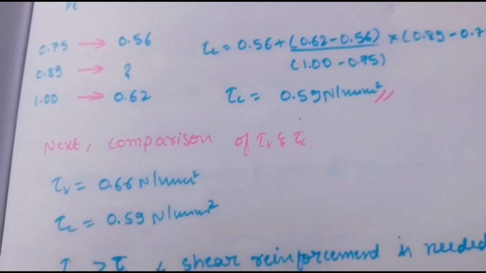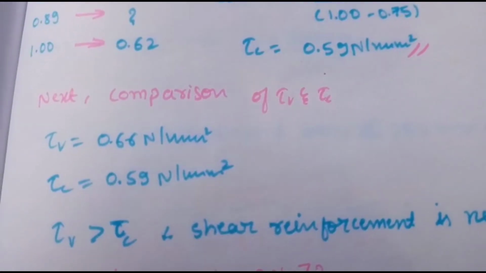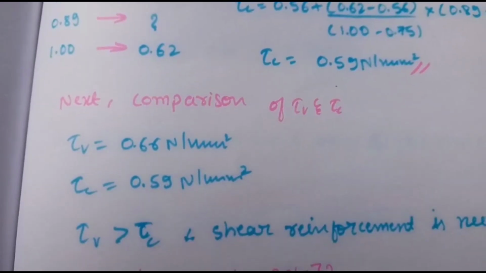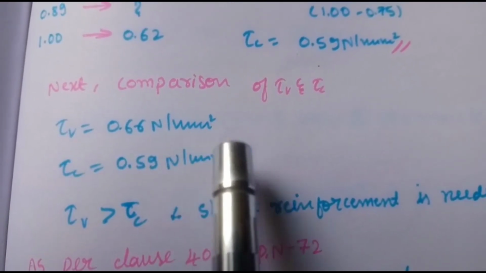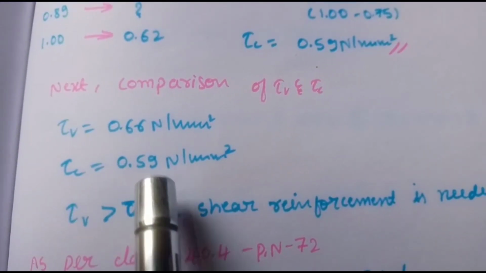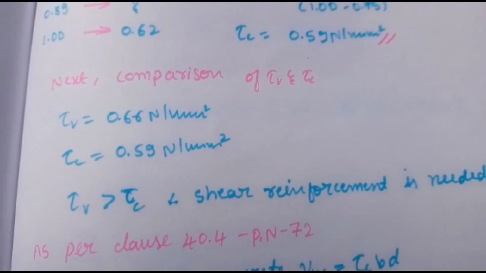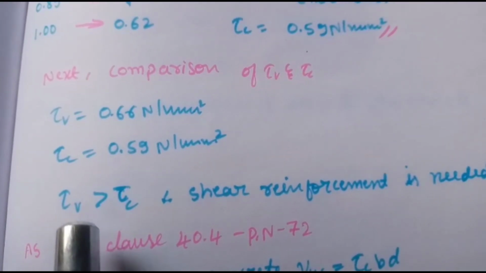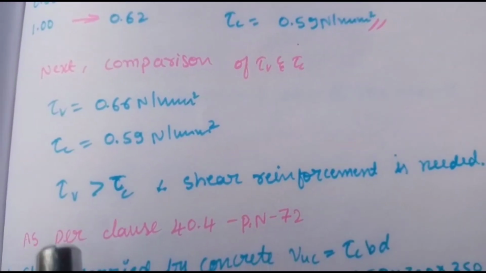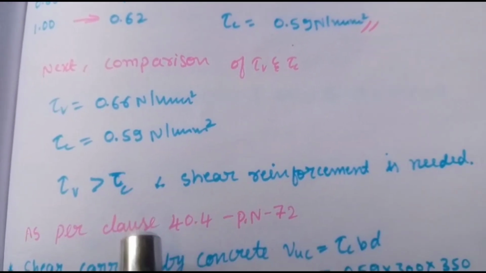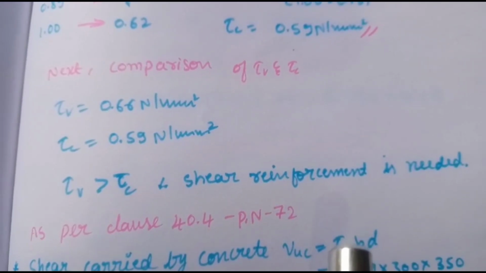So the next step is comparison of tau V and tau C. The tau V value we got was 0.66 Newton per mm square and the tau C value we got was 0.59 Newton per mm square. So by seeing these two we can conclude that our tau V value is greater than tau C. When tau V value is greater than tau C, we need to design the shear reinforcement.